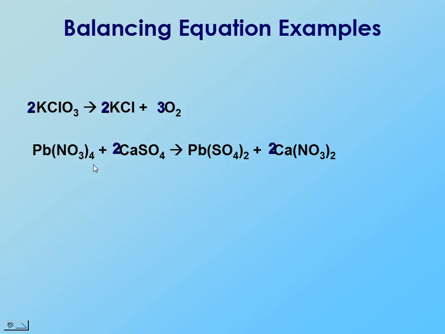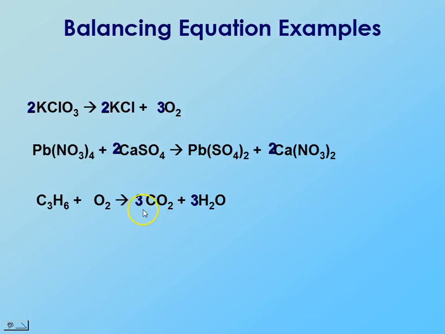And then the final one I was going to review with you is a combustion. C3H6 plus oxygen makes CO2 and H2O. With this one, I would go ahead and start with my carbons. I have 3 on the reactant side, so I need 3 on the product side. I have 6 hydrogens on the reactant side, so I need 6 hydrogens on the product side. 3 times 2 would give me 6. And now I need to deal with the oxygens.